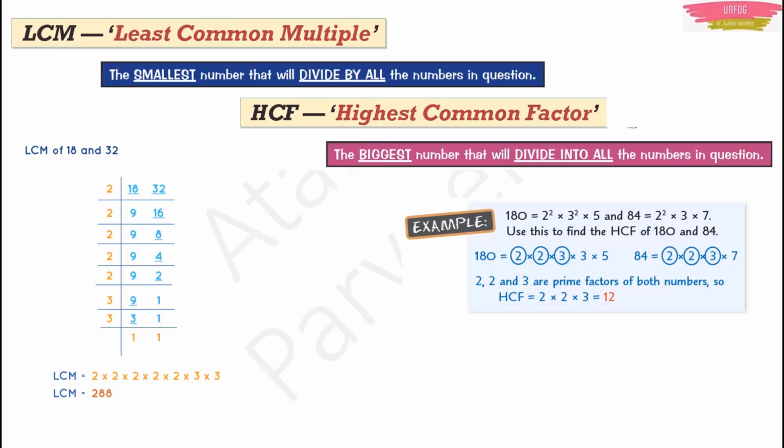Then you write the 2 numbers separately and then write down their factors. Then you see what all factors are common. Here 2, 2, 3. These much are common, right? In both 180 and 84. The 3 and 5 and 7, they are not common. So leave them. Whatever are common, you take them and multiply. This will give you the highest common factor.